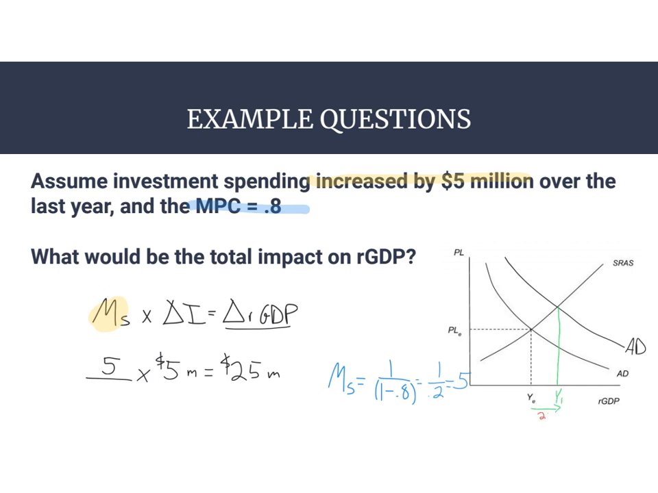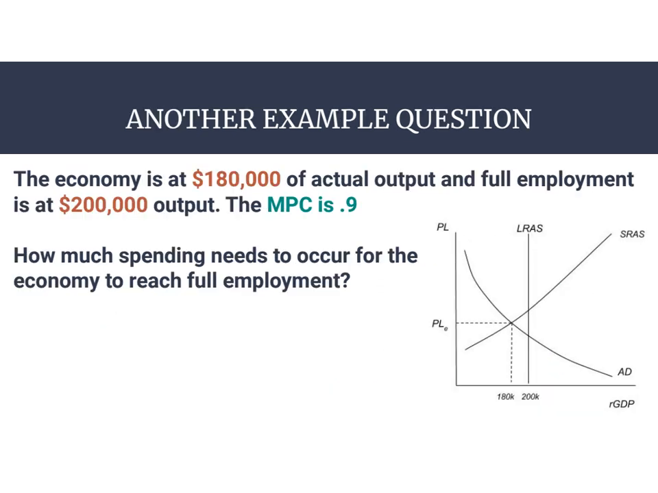So we will have increased our total output, our real GDP, by $25 million as a result of the increase in $5 million of investment spending. All right, and this is all thanks to the spending multiplier. Originally, the increase would just be $5 million, right? But because of the spending multiplier and people's ability to spend and consume dollars, it's resulted in this $25 million increase in spending. Let's try another example.